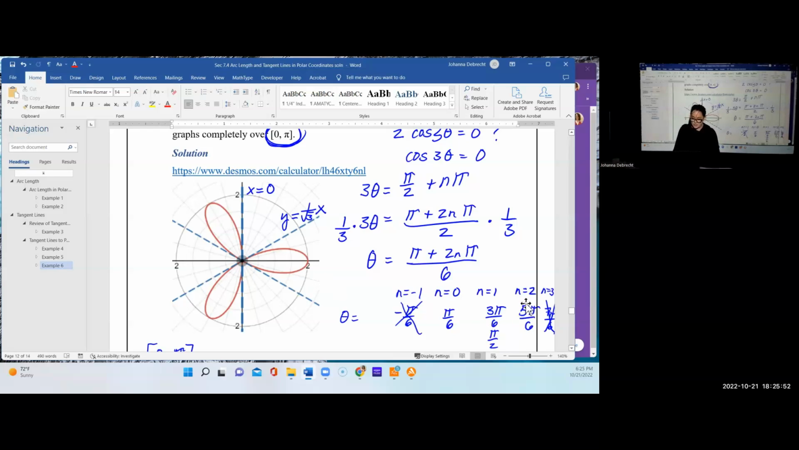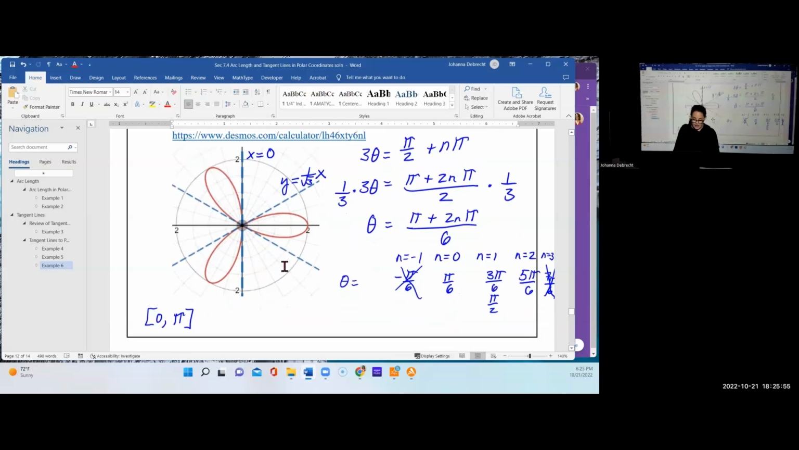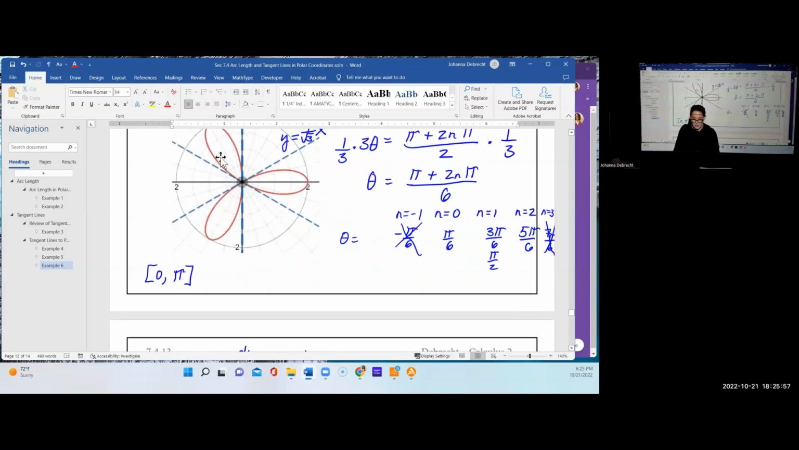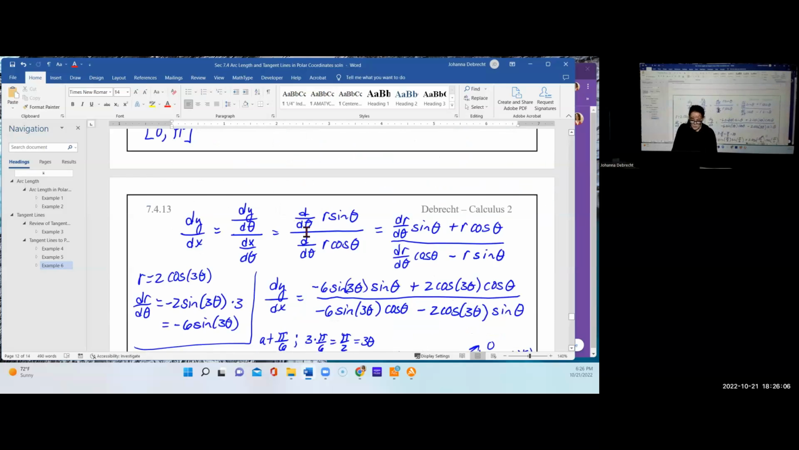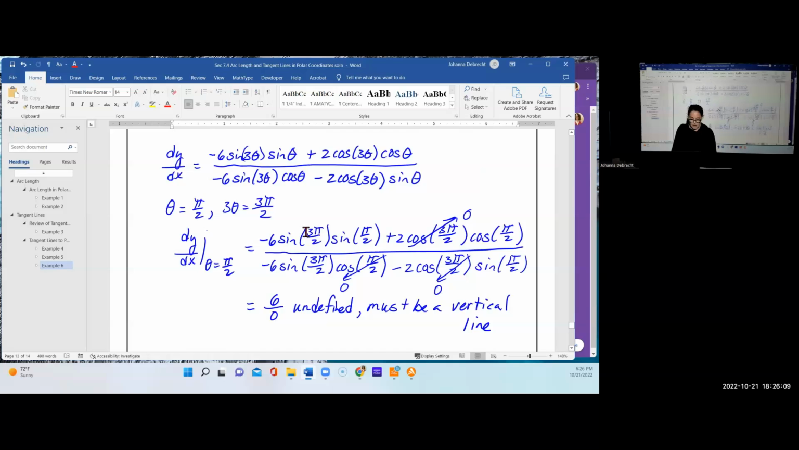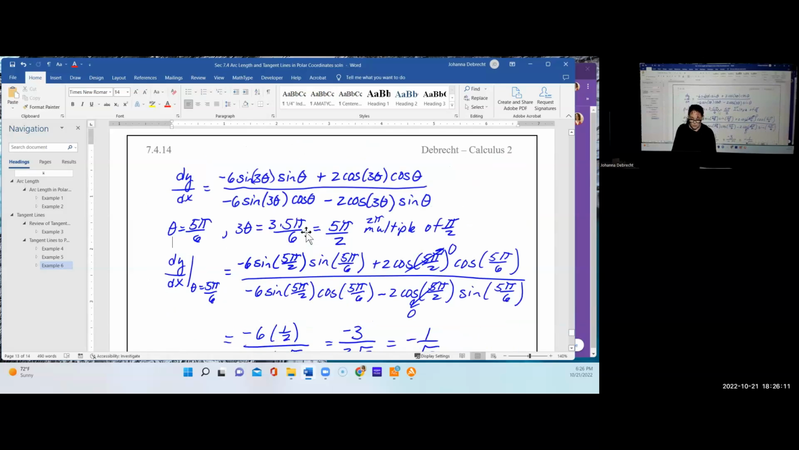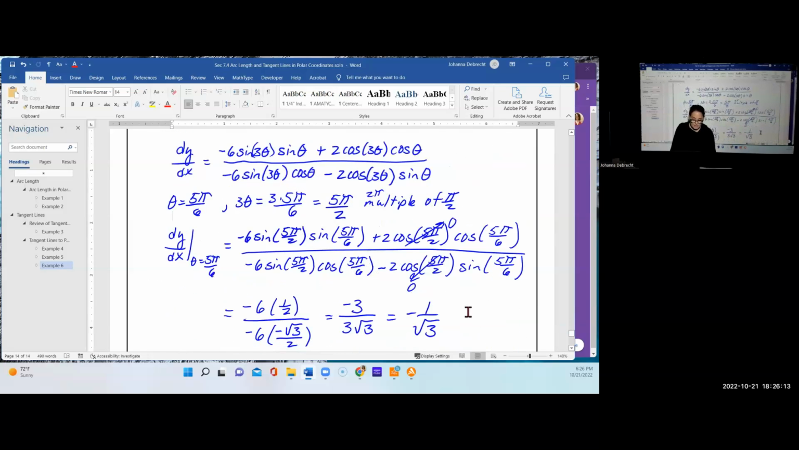The last one we have to do is when we have 5 pi over 6. That's when it's coming around at this angle right here. You see it's coming around here. This is the 5 pi over 6 line, so it's coming in along that line, and we want to know the equation of the tangent line at that point. So when I did that, 5 pi over 6 is theta. 3 times that gives me 5 pi over 2. 5 pi over 2 is a 2 pi multiple of pi over 2, so it's basically back up at 90 degrees again.